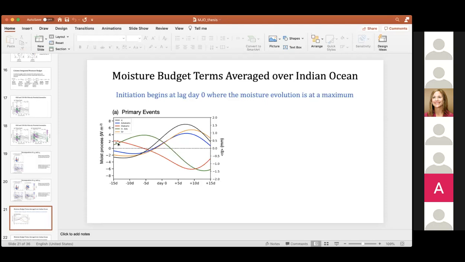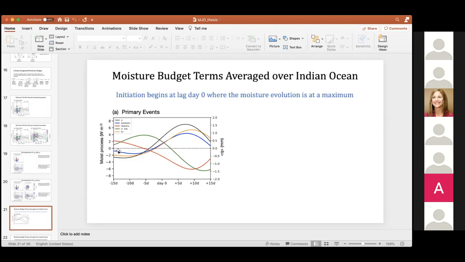To start off, to see what happens prior to convective initiation, to no surprise, we see the horizontal advection term is positive and contributing to the moisture evolution prior to lag day 0. As soon as the MJO starts initiating at lag day 0, which corresponds to the maximum in the moisture evolution, which is not shown, we see the horizontal advection then becomes negative. We see a similar trend with the diabatic motions as well, although a bit smaller, which is in red.